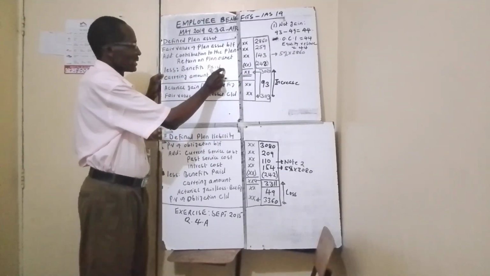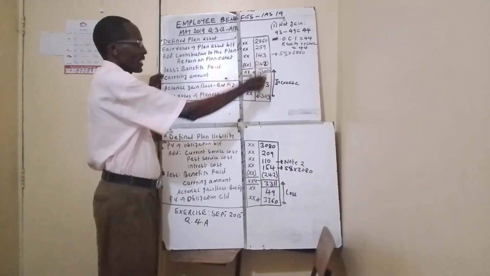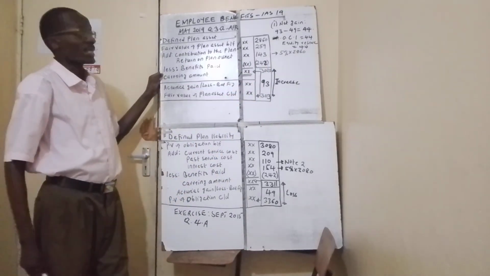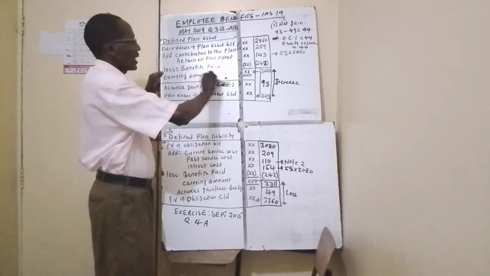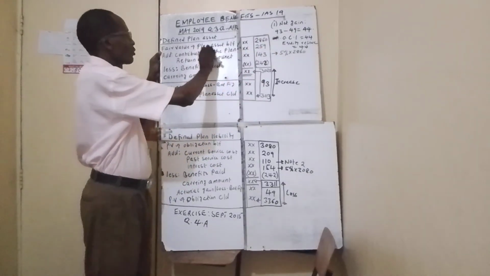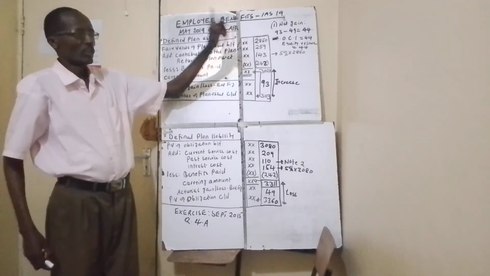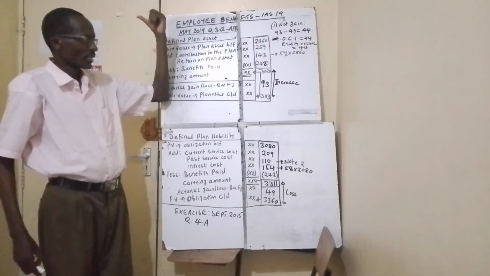Then benefits paid, you'll be given the benefits paid, so that should be deducted. So deduct benefits paid. Now, when you work out these four items here, that is fair value of plan asset brought forward, the opening balance, which is coming from the previous year.